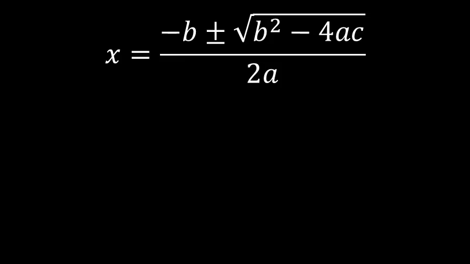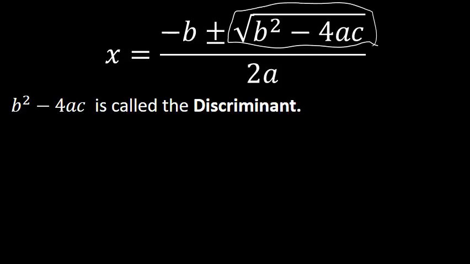It is worth discussing that in the quadratic formula, an important term in the numerator is the radical term. Under that radical, b squared minus 4ac, is called the discriminant, and it has a lot to do with what the solutions to the quadratic equation will be.